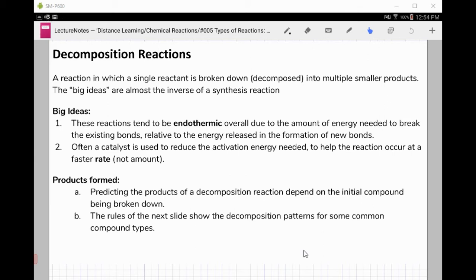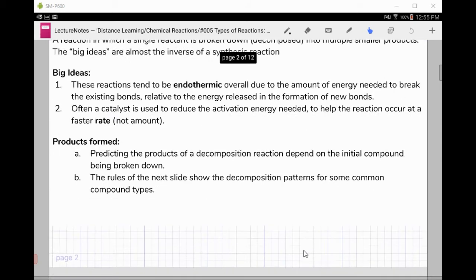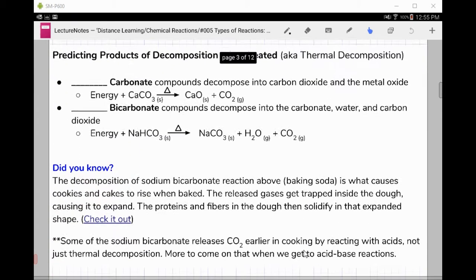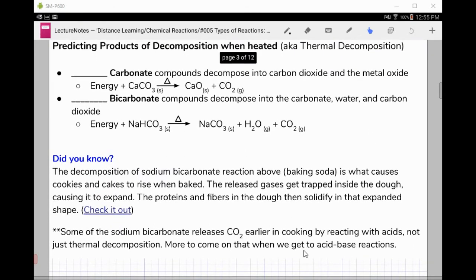Now, for predicting the products of this, there's not a hard and fast rule for overall decomposition reactions. In synthesis reactions, we had said that they come together to form a single product, so it was basically just what is the ionic compound or covalent compound that they would form together. For combustion reactions, we had our rule for hydrocarbons of always carbon dioxide and water. But for decomposition reactions, it depends on what exactly is being decomposed. And generally, these are ionic compounds that we're talking about with decomposition, but it is possible with covalent as well. So it depends on what the ionic compound is that's being decomposed.